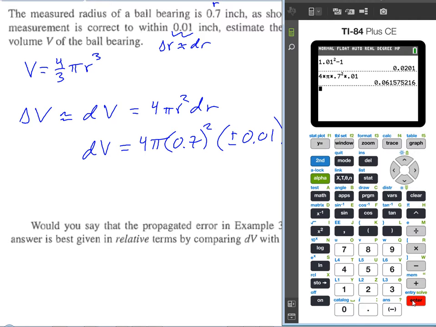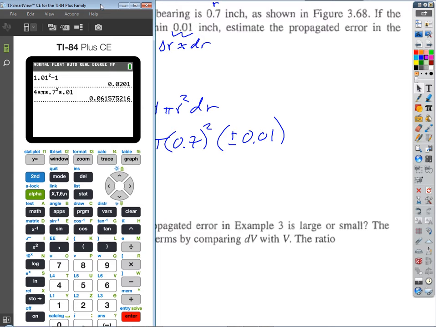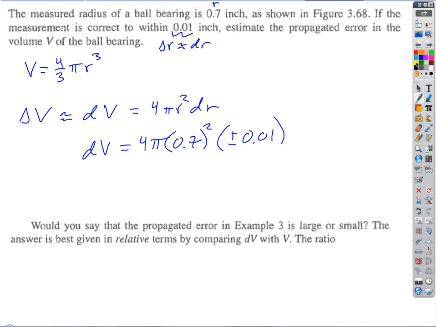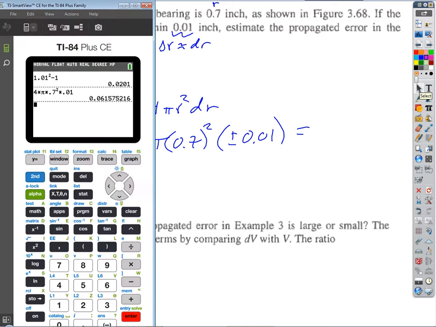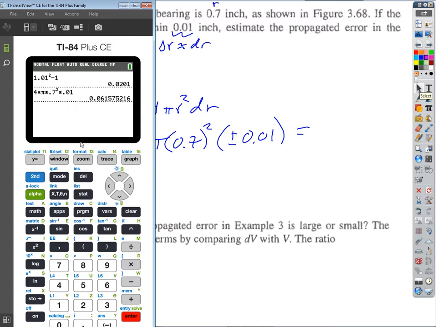Okay, so the estimation of the propagated error is going to be plus or minus 0.062 roughly, right? And the units would just be cubic inches.